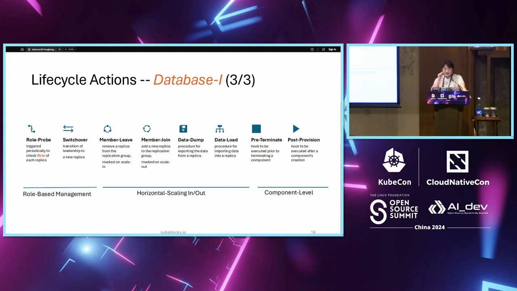For these 8 actions, I categorize them into 3 groups. The first group is for role-based management. Remember that role is crucial to a database. The second is what we have to do to perform horizontal scaling in or out. And the third is about component-level actions we perform, like when a component starts or when a component stops. And the most widely used action is the role probe action here.